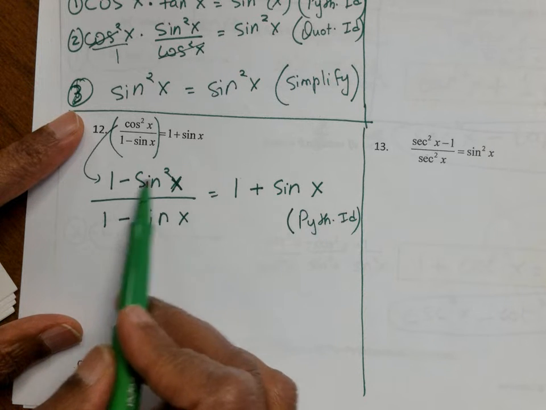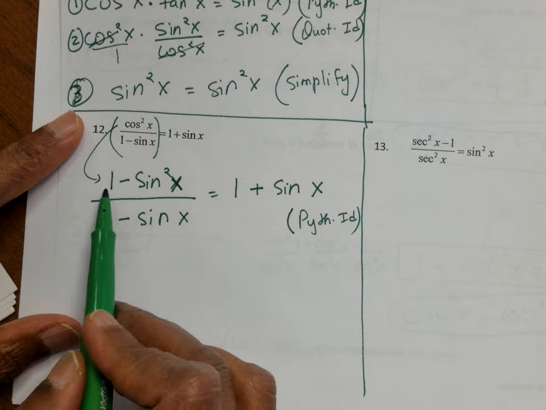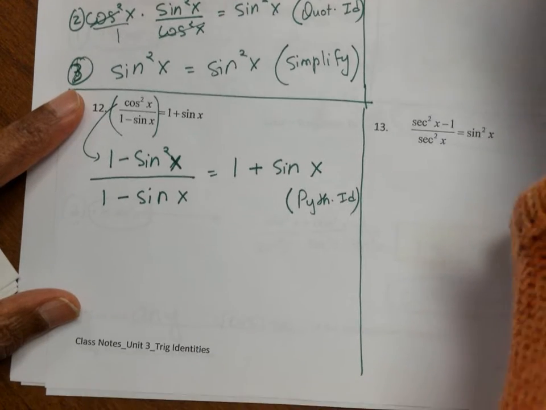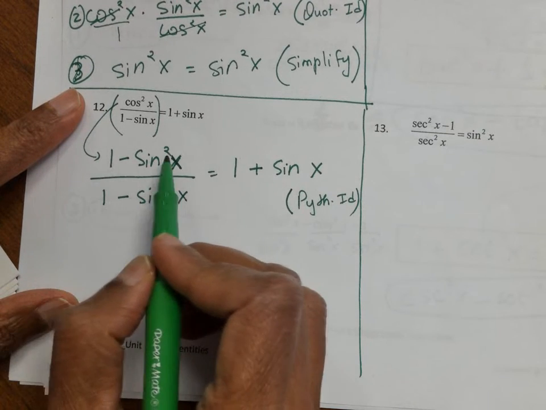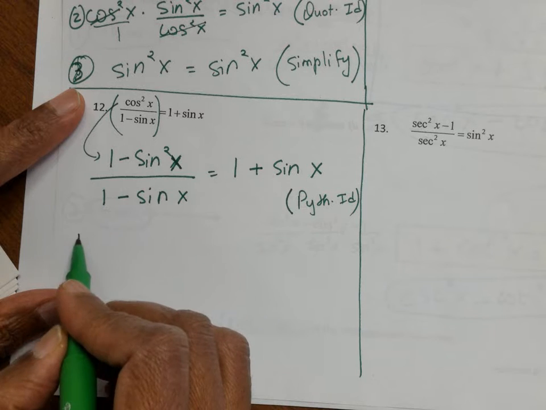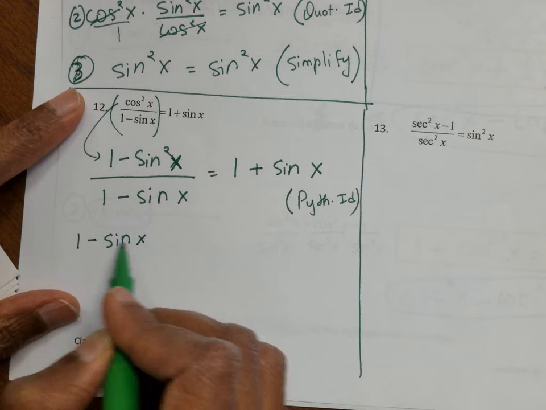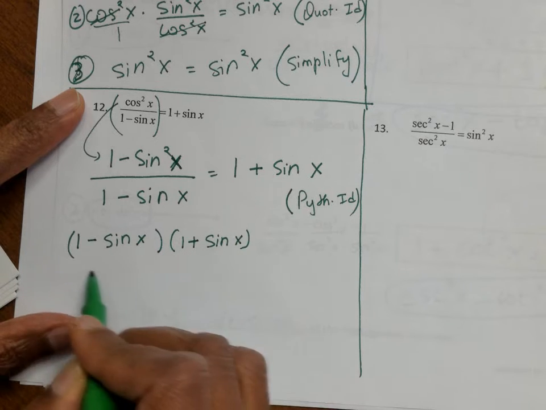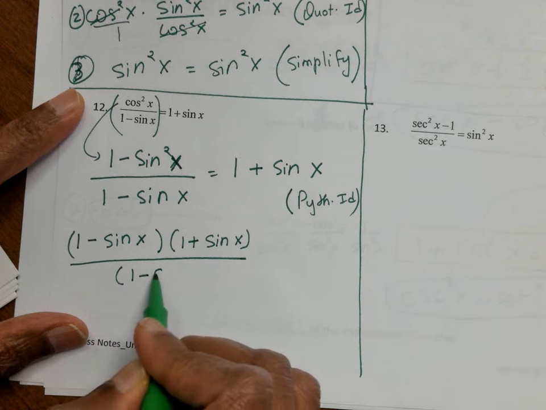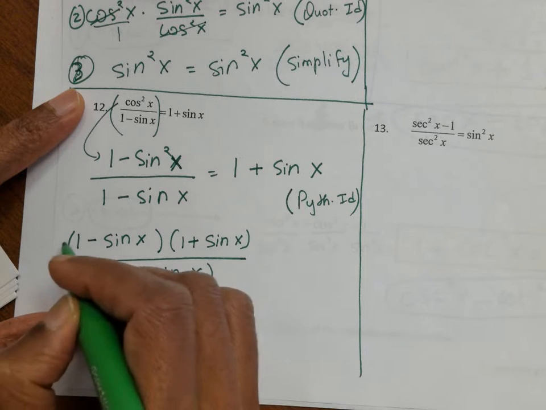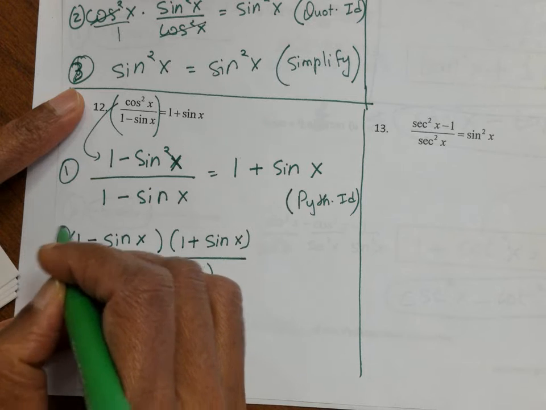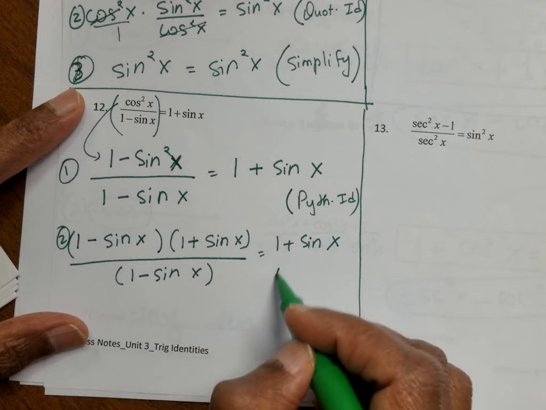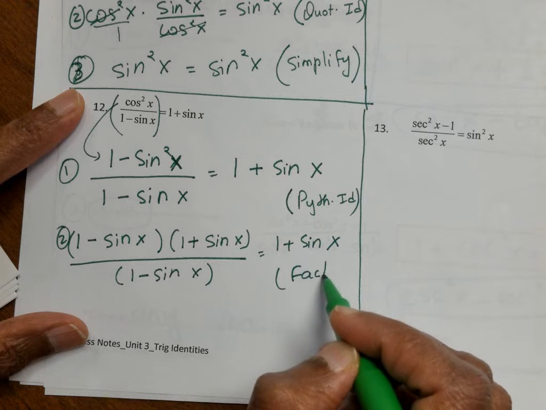Then what I see is, I see that this is a difference of squares. Perfect square, perfect square. I can factor it. So I factor it by a square. 1 is a perfect square, sine square is a perfect square. So a minus b and a plus b over 1 minus sine x. So step 1, step 2, and this side stays the same. And going from step 1 to step 2, I did factor.